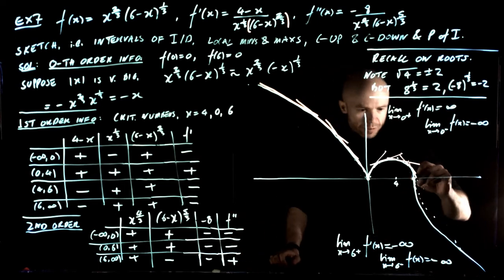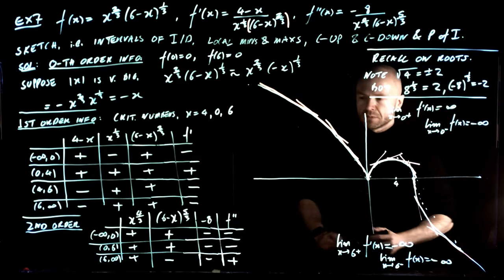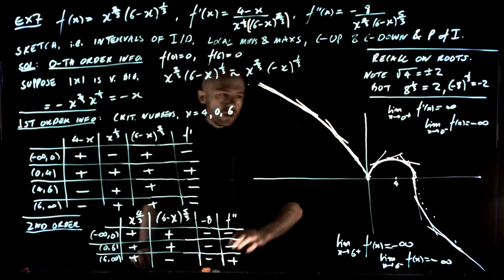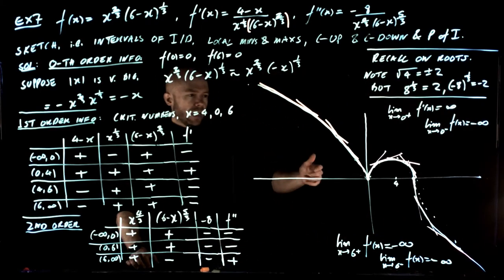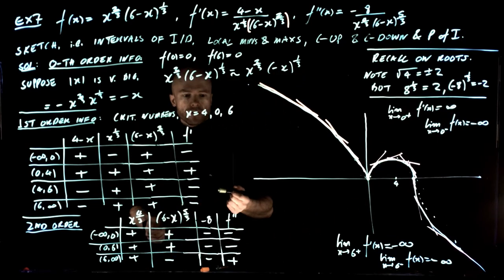And on the concave up, tangent lines are underneath. And that's what we see happening. So everything is fitting together. This is a consistent picture. We believe it. All right, couple final things.